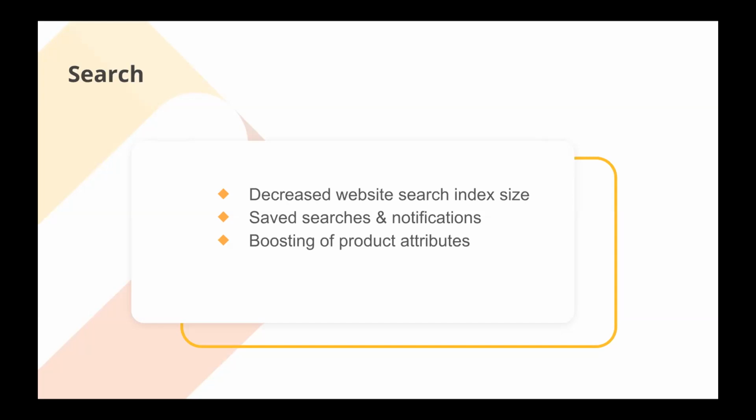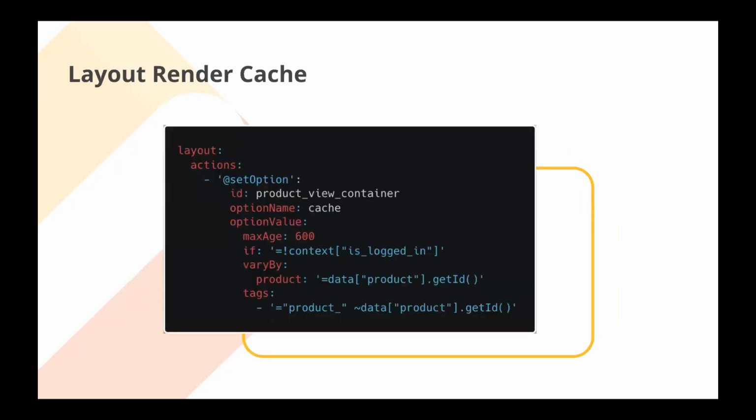And we ported the product attributes boost extension to the core. Now you can manipulate search results more precisely by setting boost for product attributes. And we also ported the layout render cache to the core.